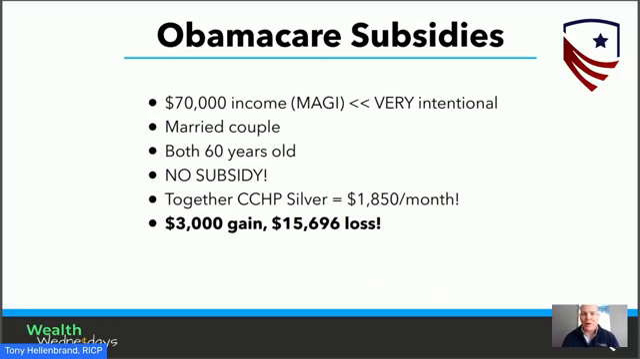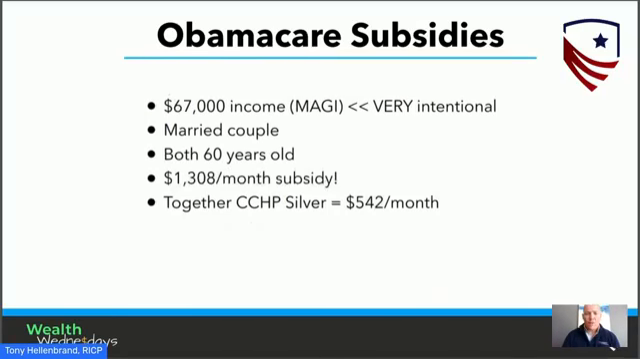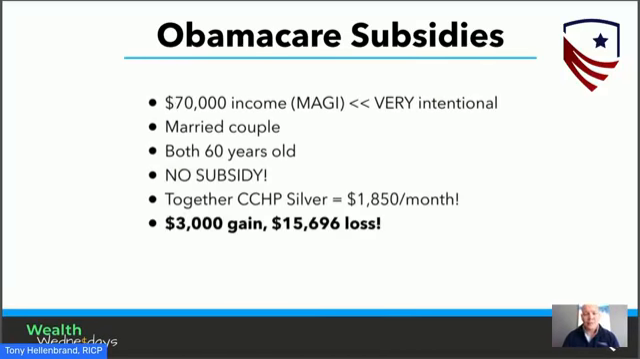Well, they're still married, still 60 years old, except guess what happens at $70,000? Now they have no subsidy. The Obamacare subsidies are gone, 100% gone. Okay, so now their same silver plan from the same company costs $1,850 a month. Okay, so what was that before? It goes from $542 a month to $1,850 a month.